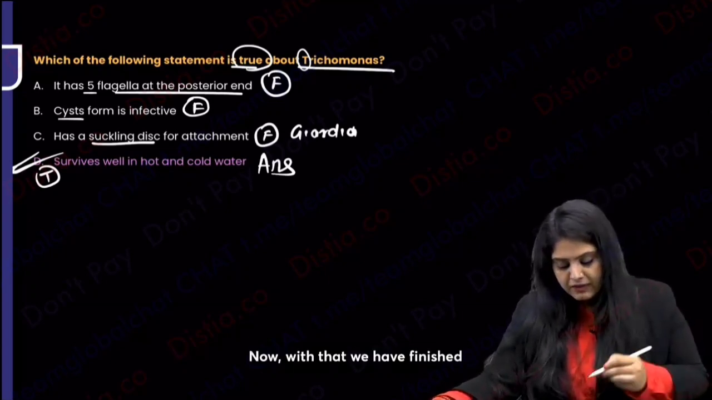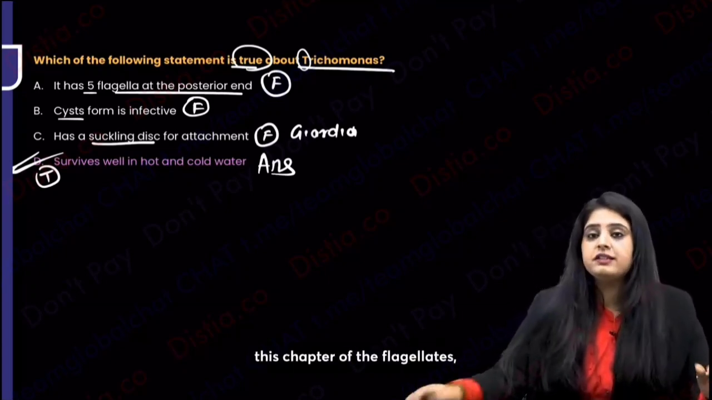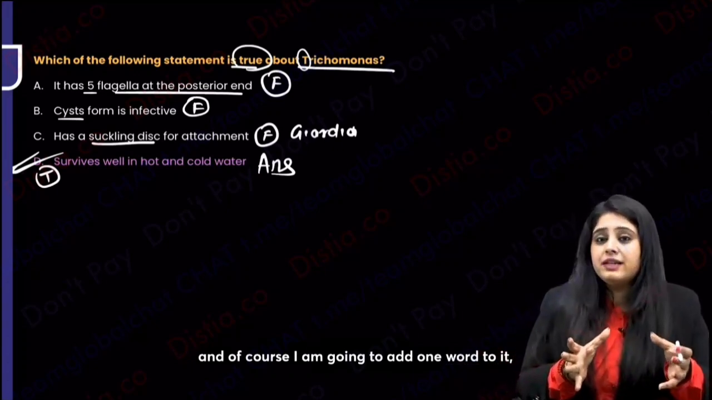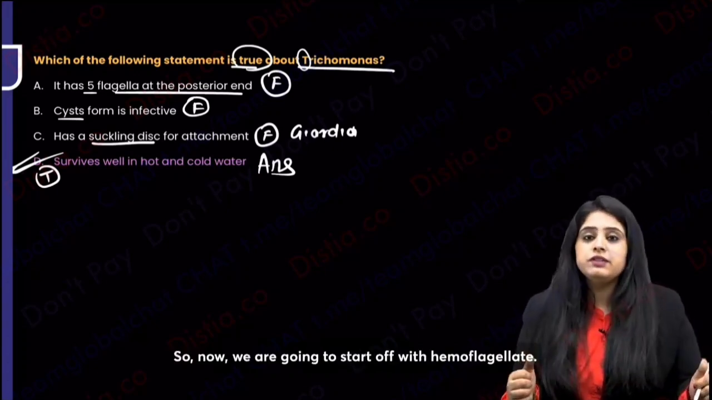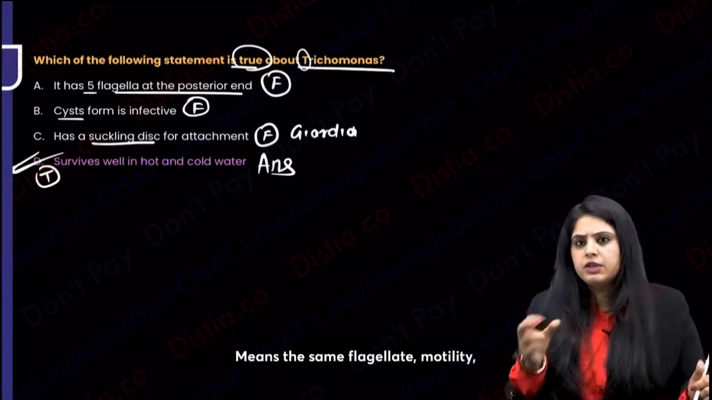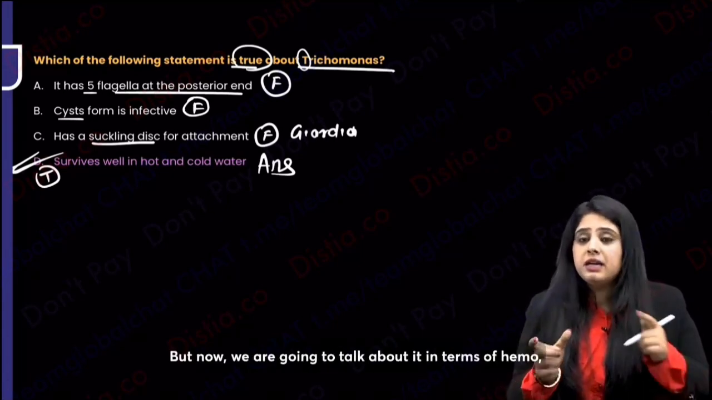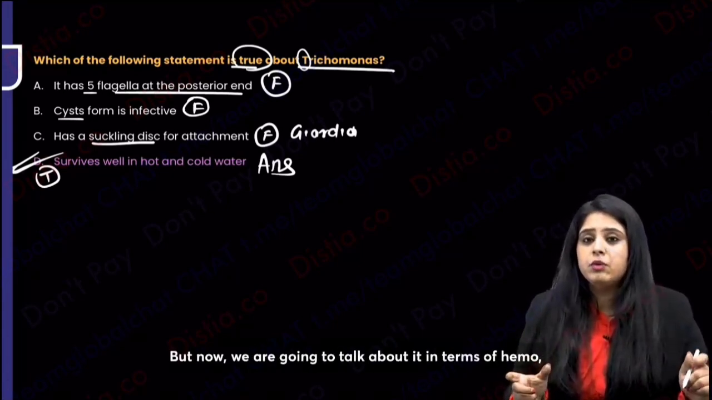Okay. Now, with that, we have finished this chapter of the flagellates. And of course, I'm going to add one word to it, that is hemo. So now we are going to start off with hemoflagellates. Means the same flagellates, motility and all that is going to be there. But now we are going to talk about it in terms of hemo, means in the blood and the tissues.